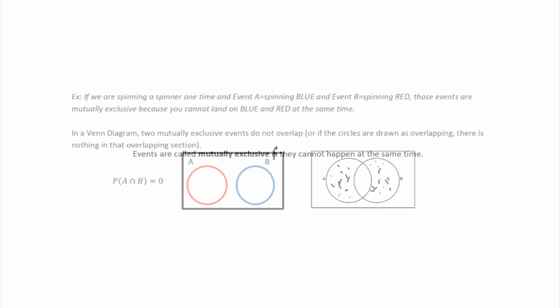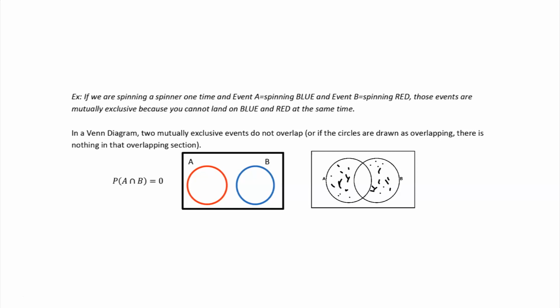Events are called mutually exclusive if they can't happen at the same time. As an example, if we're spinning a spinner one time and event A is spinning blue and event B is spinning red, those events are mutually exclusive because they can't land on blue and red at the same time. In a Venn diagram, two mutually exclusive events do not overlap, or if the circles are drawn as overlapping, there's nothing in that overlapping section.